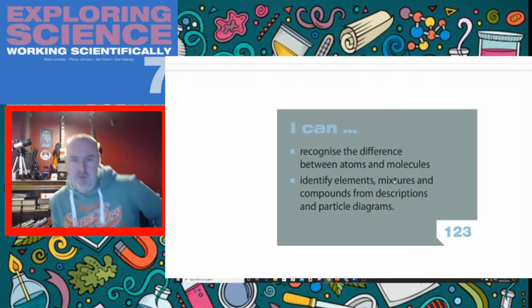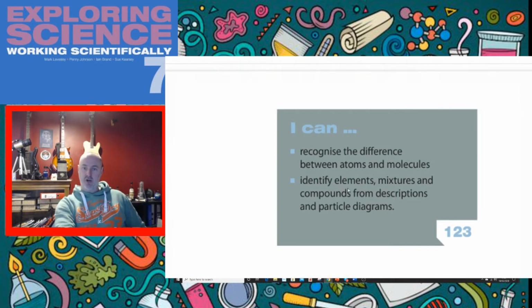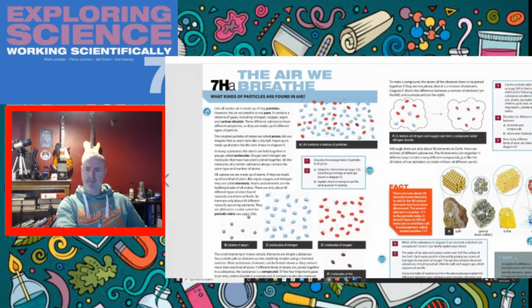So going to the learning objectives, we have some more words here that again we kind of use in everyday life, but do we really know what they mean? So elements, mixtures, compounds. Okay, and this term here, particle diagrams. Well, the particle diagrams are what we've just seen. They're just literally the diagrams of the atoms or the molecules. And we're going to learn to interpret those to see whether something is an element, a mixture, or a compound.